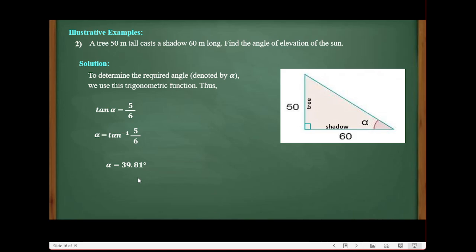Now this is the required angle of elevation from the tip of the shadow, so that is the angle of elevation of the sun. Okay, so this is the angular measure of alpha in degrees. Next, we go to the next item or next problem.